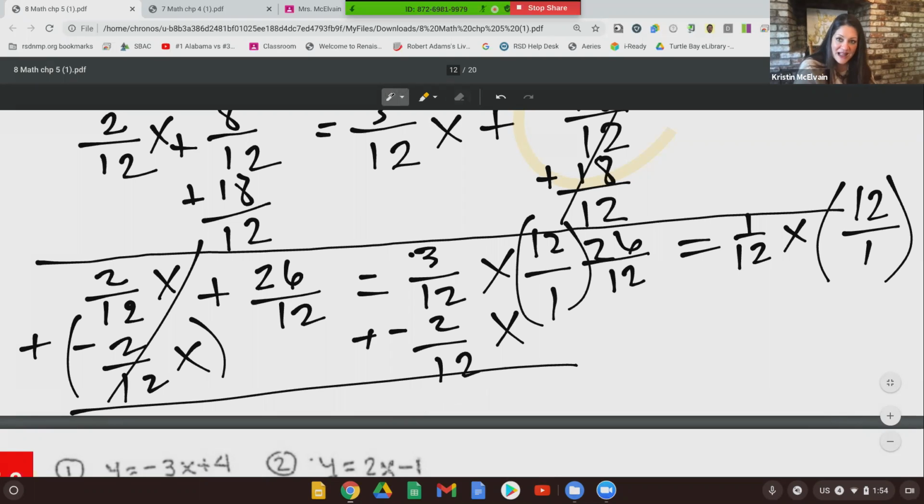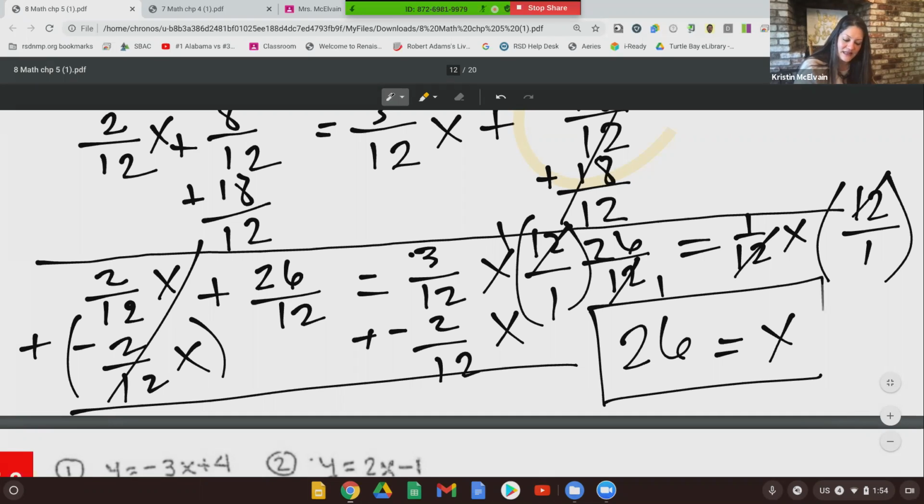Now let's simplify, okay? So this side cancels out. That gives us just an x on that side. So look at this. 12 goes into 12 once. 12 goes into 12 once. Leaves us with nice and neat x equals 26.